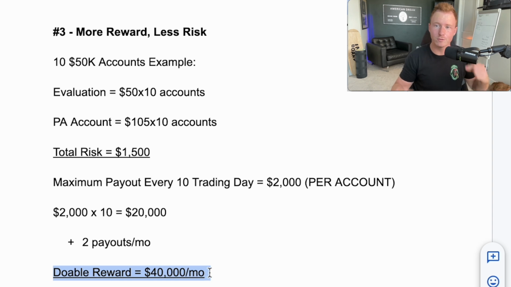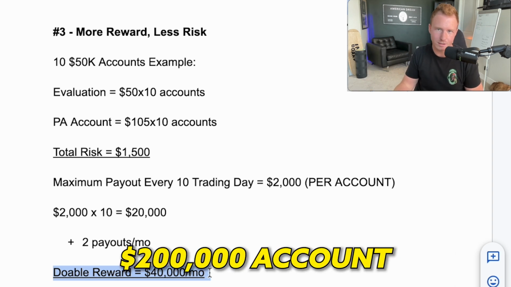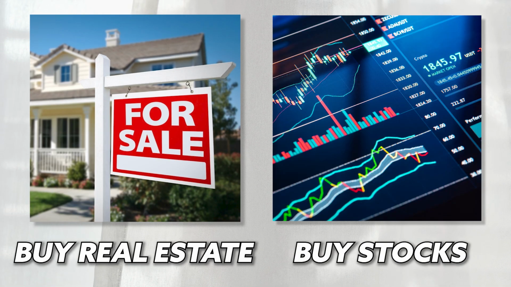Now, if I wanted to make $40,000 and I wasn't using prop firms, I was using my own funds, I would probably need like a $200,000 account. So I would need to invest $200,000 of my own money. Keep in mind, this $200,000 has to be locked up in an account. I can't use it to go invest in real estate or buy stocks for the long term, right?